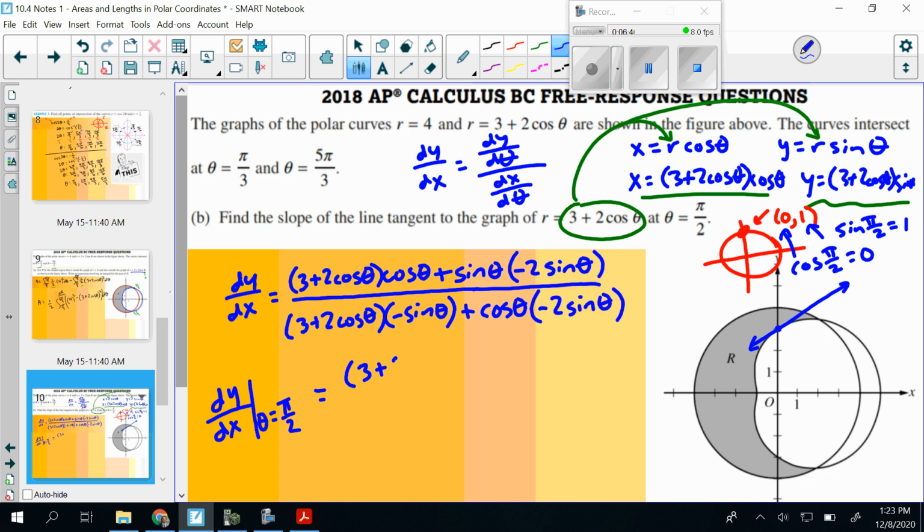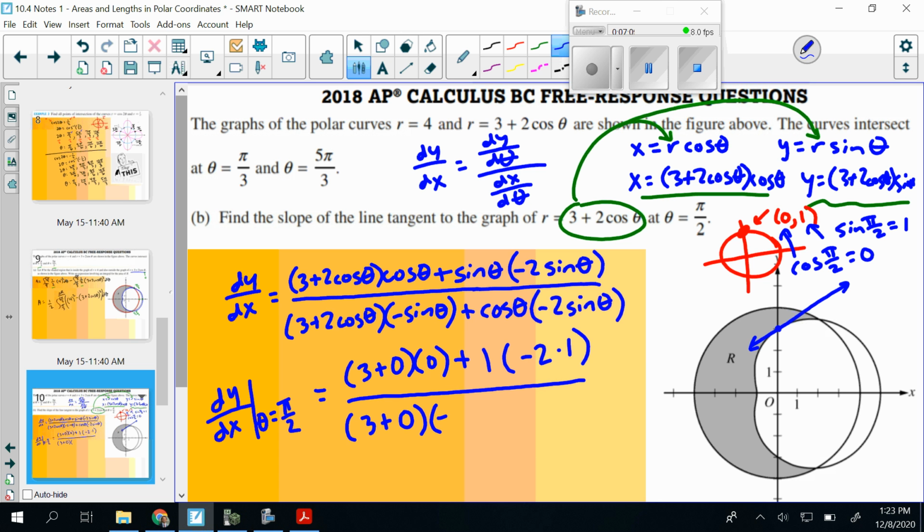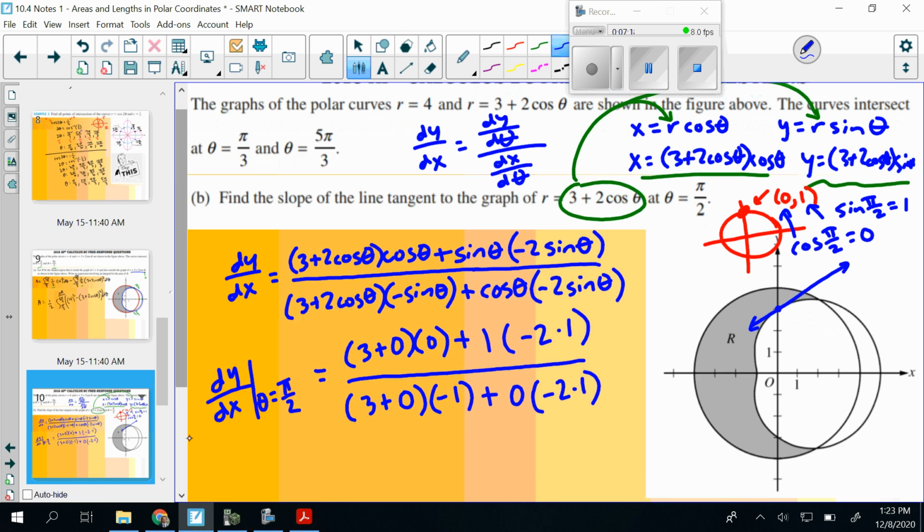0. So that's all going to be 0. Cosine pi over 2 is again going to be 0 here. Sine is 1. Again, sine here is 1. On the bottom, we get 3 plus cosine is going to end up being 0. Sine is 1, but this is negative, so it'd be negative 1 plus this is 0. And again, this is 1. So we want to now simplify that to get our slope.